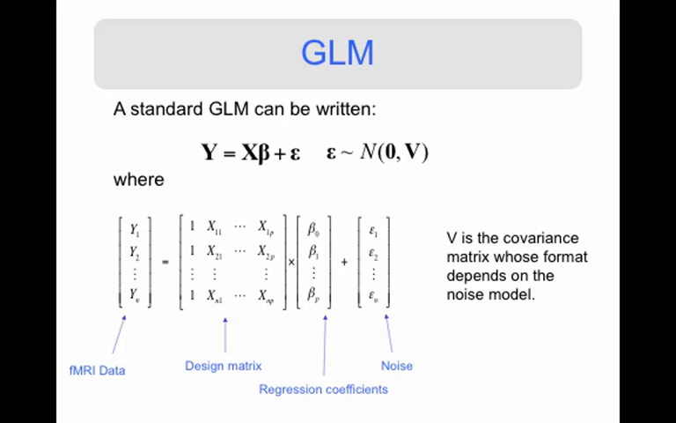So now that we have this model, let's look at what are the knowns and the unknowns in this model. Well, Y is the fMRI data, so that's known to us. X is the design matrix, so that's user-defined. Beta are unknown regression coefficients, which capture the weight of all the columns of the design matrix, so that's unknown, it needs to be estimated. And also the components of V need to be estimated as well. So the unknowns here are beta and V.